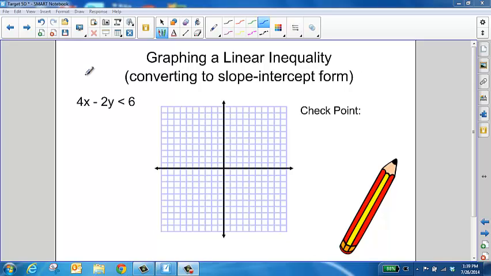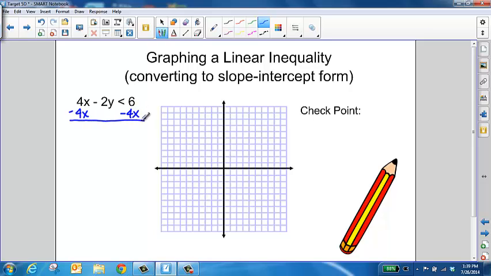When you have a linear inequality that is in standard form, sometimes what can make the shading a little bit more apparent is to convert the inequality into slope-intercept form. So that's the first thing that we're going to do. To start getting this into slope-intercept form, we want to isolate that y.